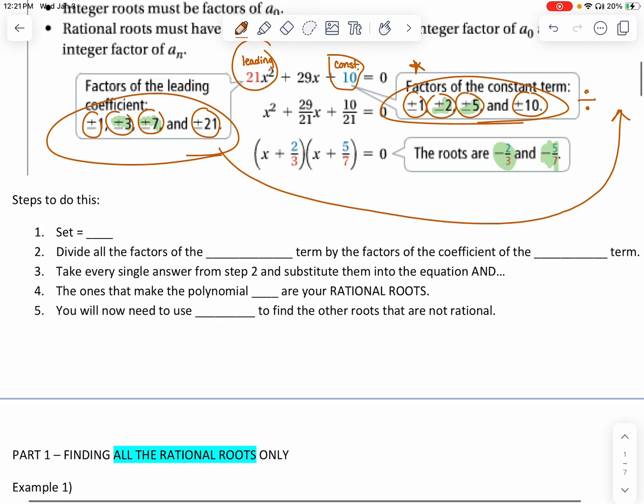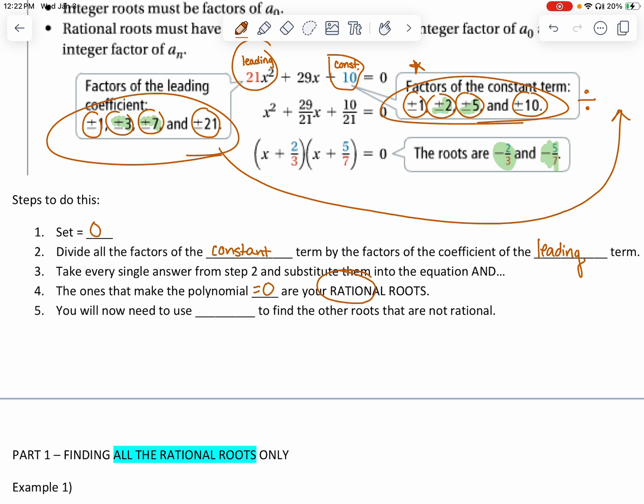Here are your steps in a nutshell. Number 1, make sure you set everything equal to 0. Divide all the factors of the constant term by all the factors of the coefficient of the leading term. Take every single answer you get from that step and see which ones make 0. The ones that you substitute in and that make the polynomial equal 0, those are your rational roots.